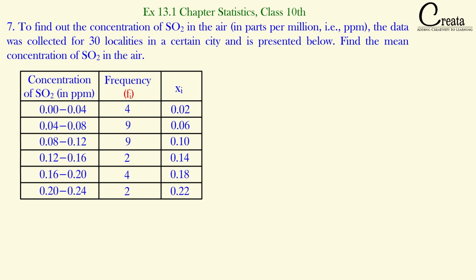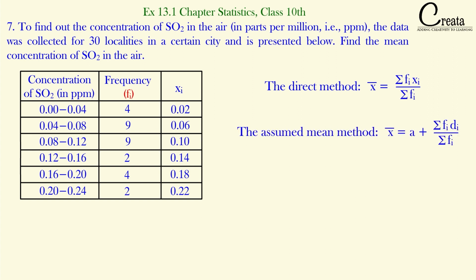We have two options, either to go with the direct method or the next method, which is the assumed mean method. And what is the criterion? The criterion is the simplicity of the calculation. If the calculation is tough in the direct method, we go to the next method. But here, if you observe, the values of Fi and Xi are very small. So the calculation will be simple.